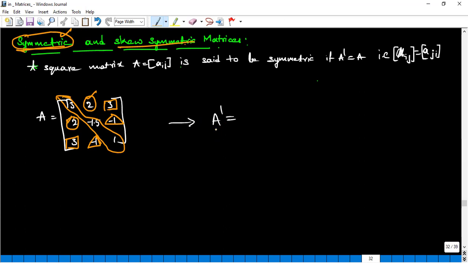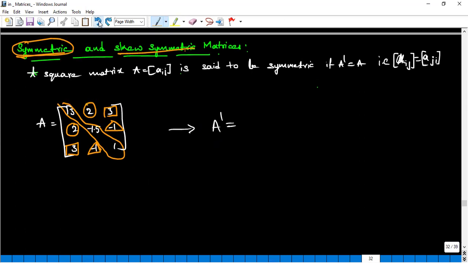If A transpose is A, that is, if you write the columns as rows and the matrix does not change, then you can call it a symmetric matrix.